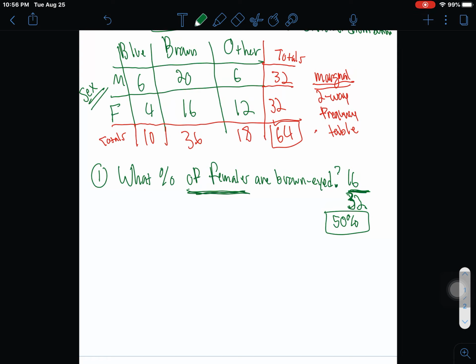All right, that one seemed pretty obvious, right? But I'm going to show you a second question that looks very similar, but is not the same question. So what if I flipped brown-eyed and females? So what if I said what percent of brown-eyed students are female?